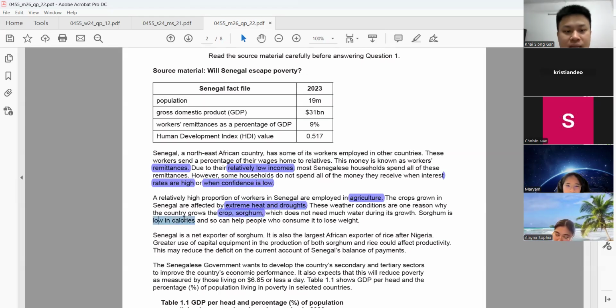Sorghum is low in calories, so can help people who consume it to lose weight. For information, when I was looking at this paper, I didn't even know what sorghum is. So you might come across a situation like this where you do not know what the crop is, and so I Google it. But anyway, they give you some hints, because later there will be one question asking you about the demand for sorghum. Sorghum is low in calories and helps people to lose weight. So at least they give you some info, even if you don't know what sorghum is. I really did not know what that was when I was reading this article.